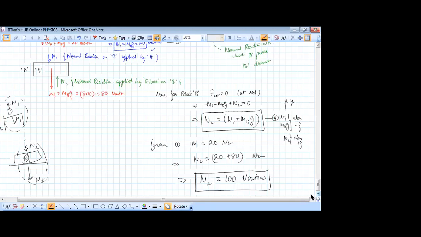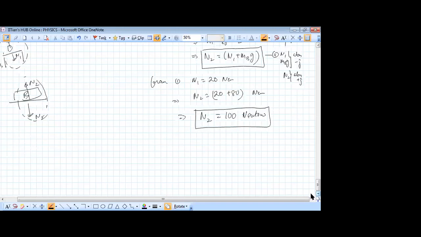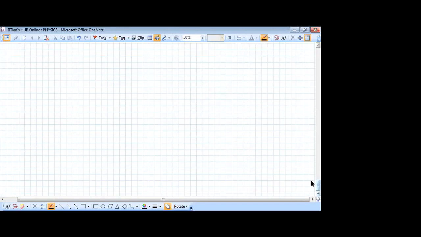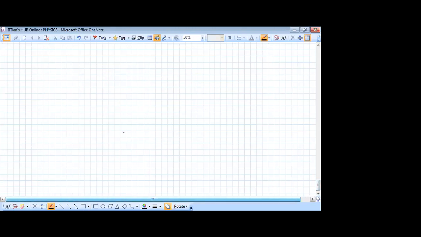So far the two examples we have taken are where the net force is zero. Okay. Now next let us look at a situation where there is some net external force, and we are talking about an object or a body which is actually in motion. So let's take an example where now this is happening.